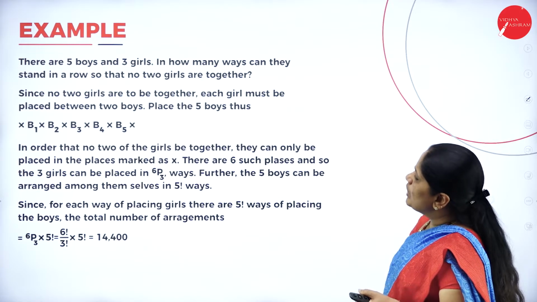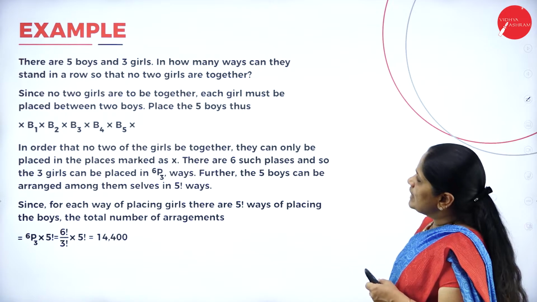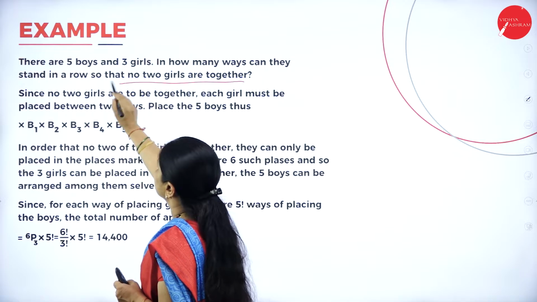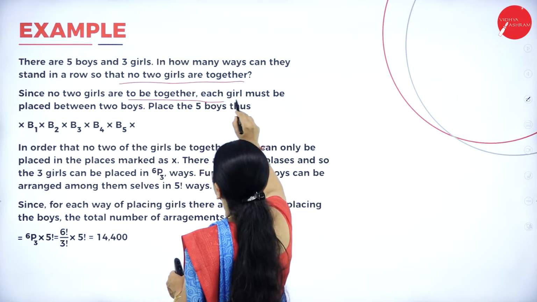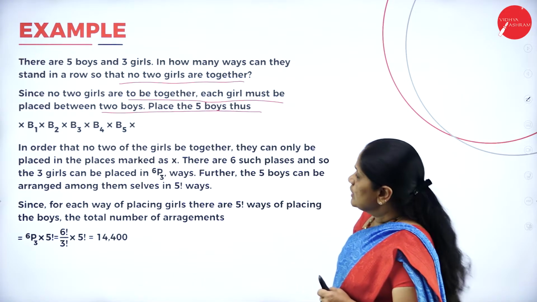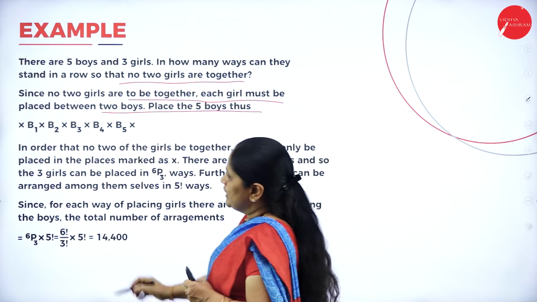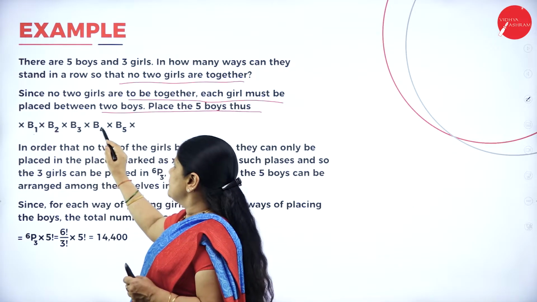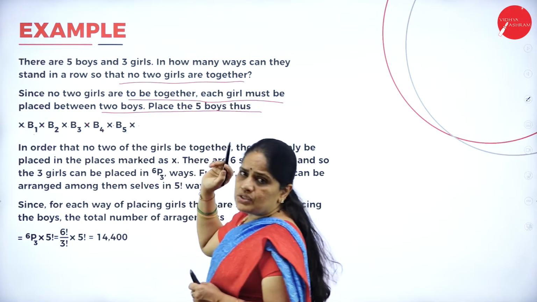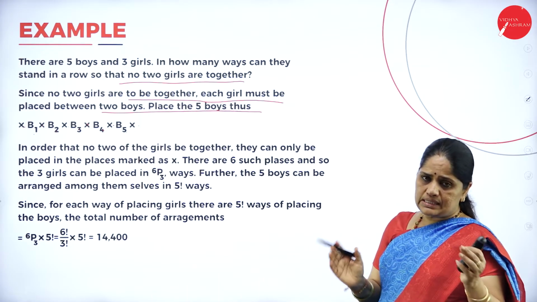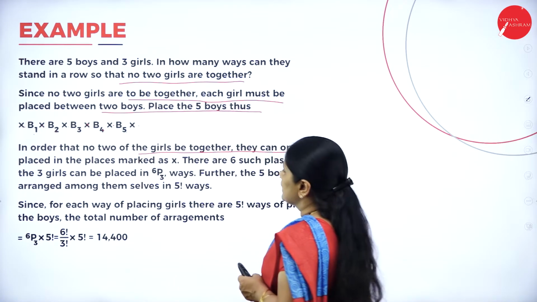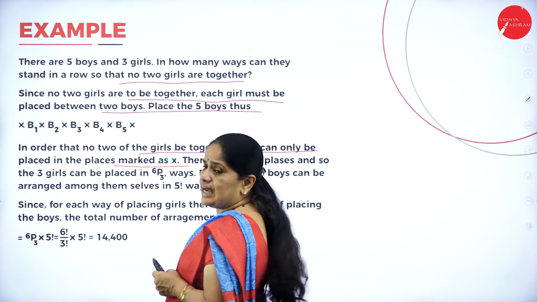Next, there are 5 boys and 3 girls. In how many ways can they stand in a row so that no 2 girls are together? Since no 2 girls are to be together, each girl must be placed between 2 boys. So place the boys thus. So we have boy 1, boy 2, boy 3, boy 4, boy 5, and girl 1, 2, 3, 4, 5. So we have to see that the girls don't sit next to each other. So in order that no 2 of the girls be together, they can only be in places marked as X.